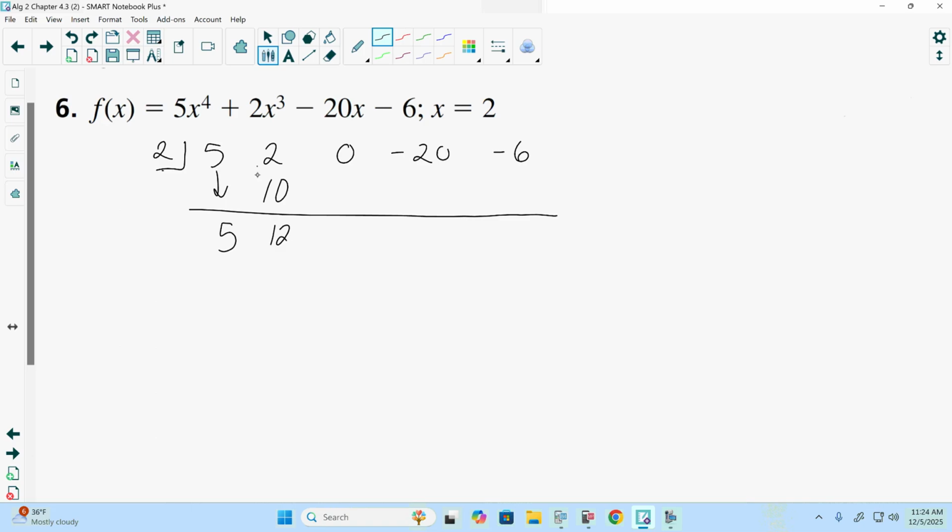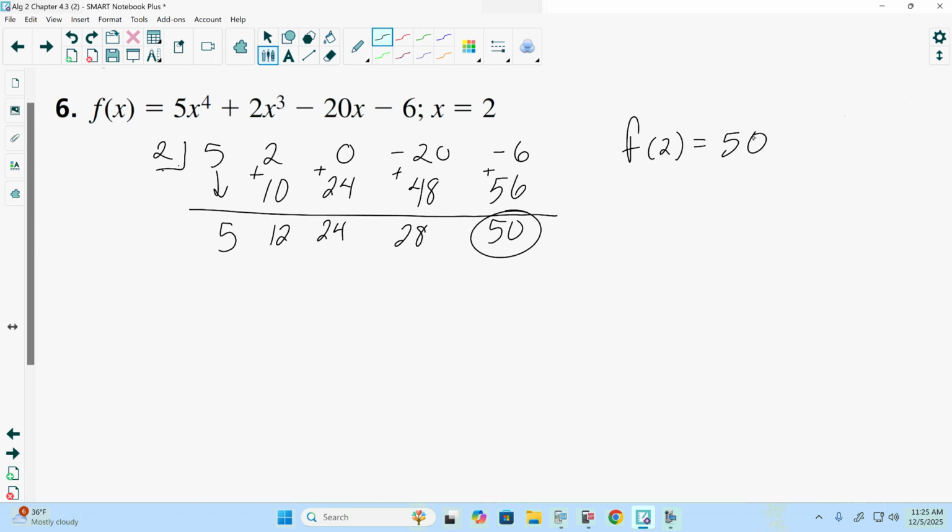10 plus 2 is 12. 2 times 12 is 24. 0 plus 24 is 24. 2 times 24 is 48. Negative 20 plus 48 is 28. 2 times 28 is 56. Now you're good. And negative 6 plus 56 is 50. So really f of 2 is 50. And that's it for these here.